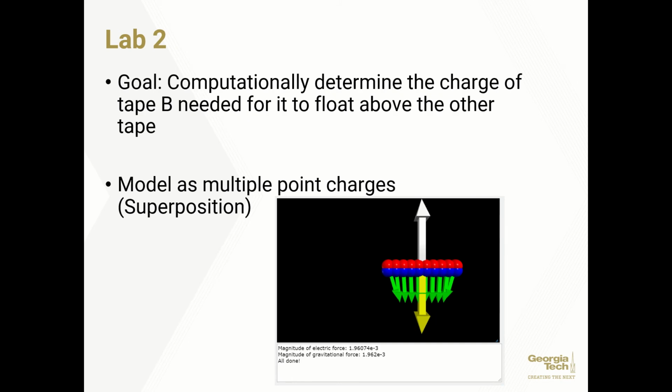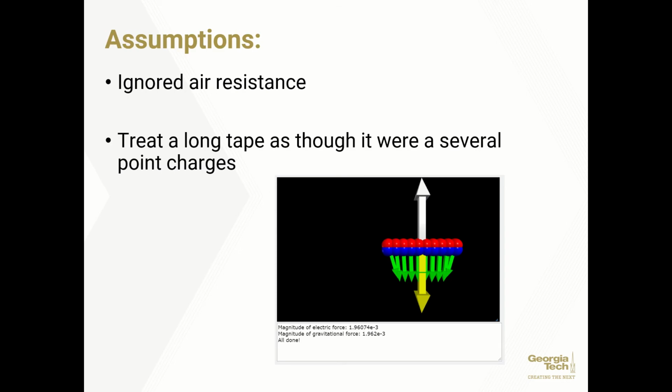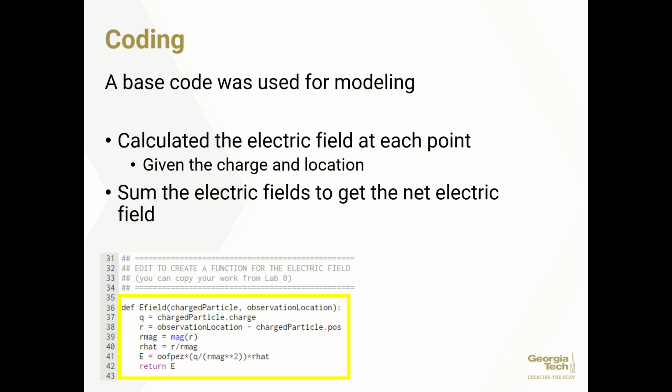For Lab 2, we're using superposition to model the tape. Now it's not one single point charge, it's multiple point charges, and that'll give us a little bit more of an idea of the true electric field for the tape. So if you see this image down here, this is a depiction of the tape being modeled with multiple charges. So here we're assuming there's no air resistance, but we're also assuming that the tape is treated like there were several point charges and not just one.